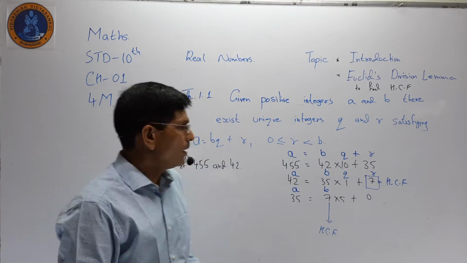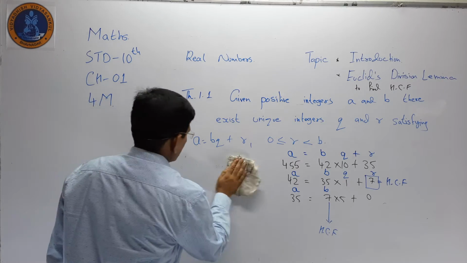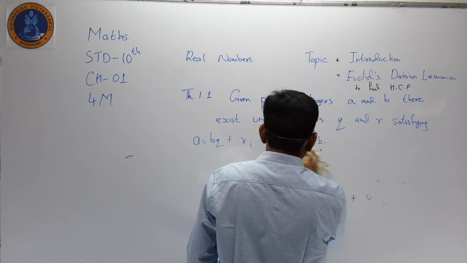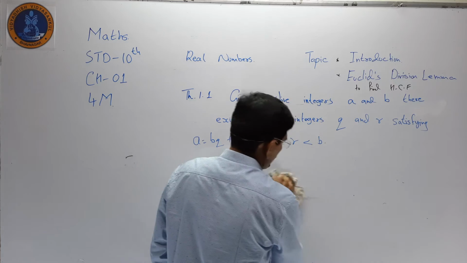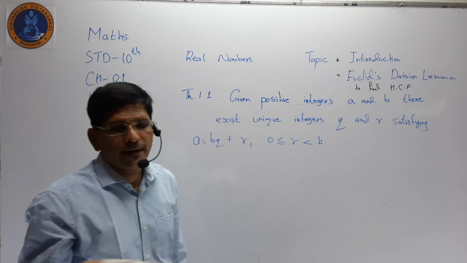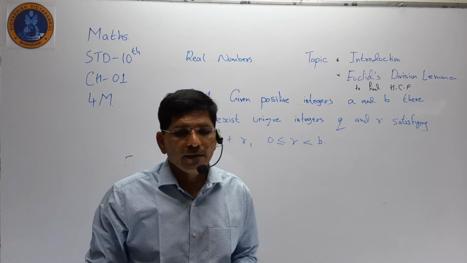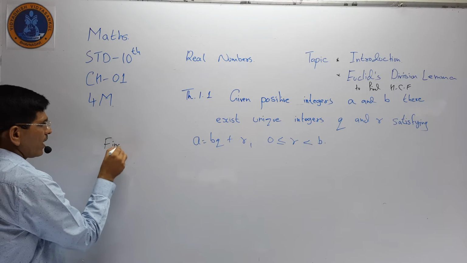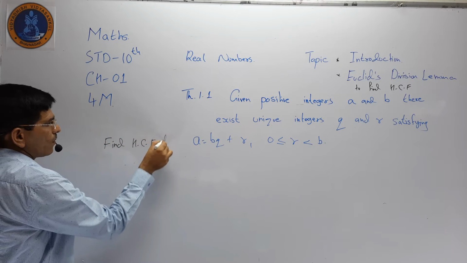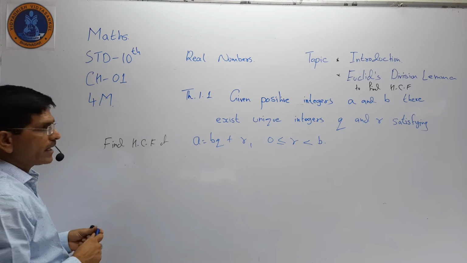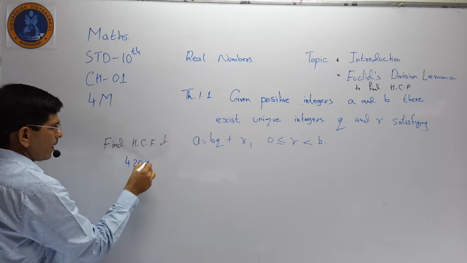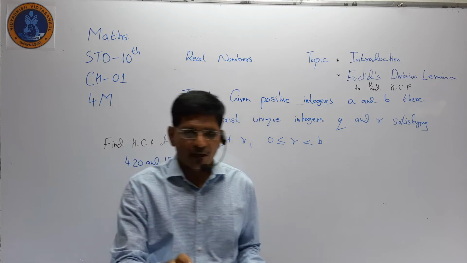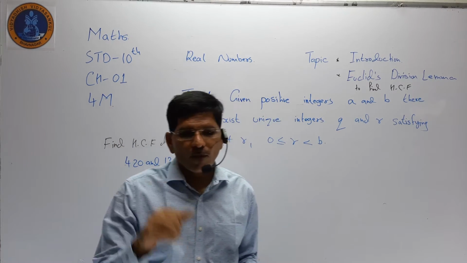Now we go for one more sum. The question is to find the HCF of 420 and 130. So how can we find the HCF of 420 and 130?